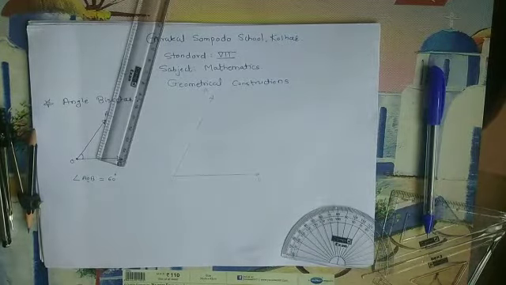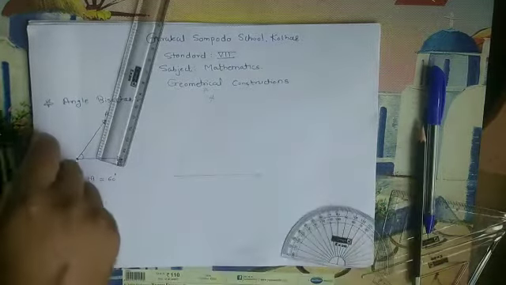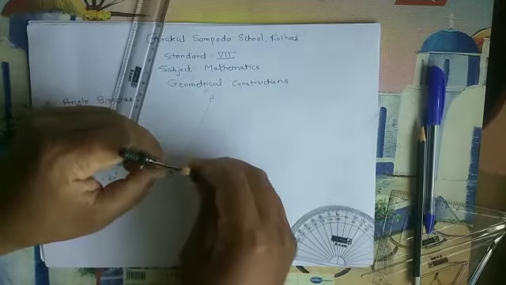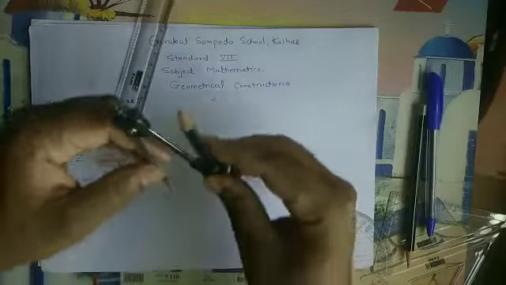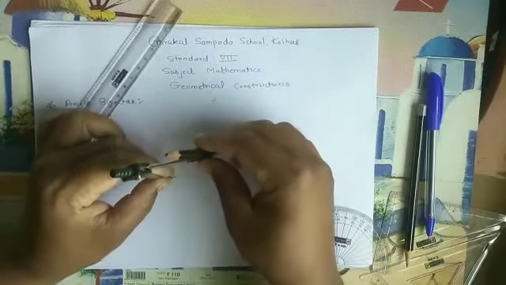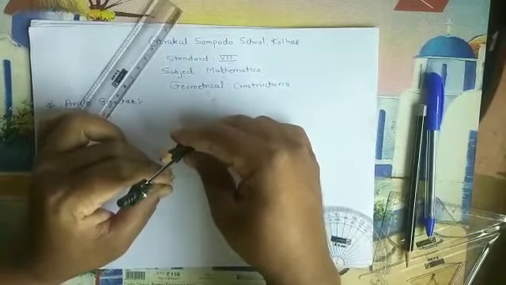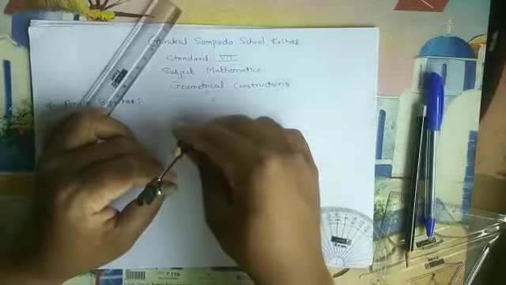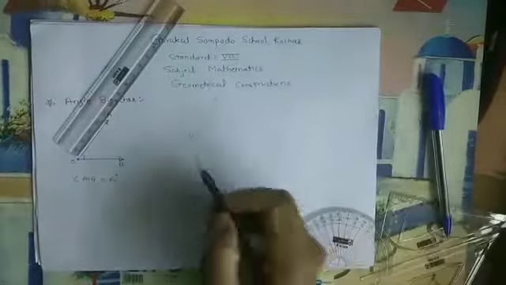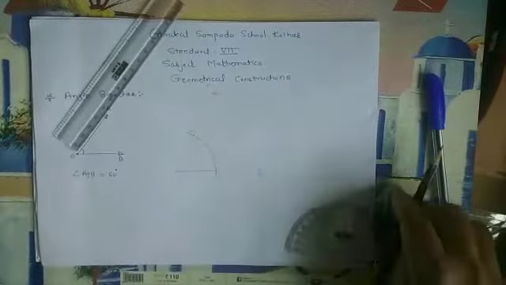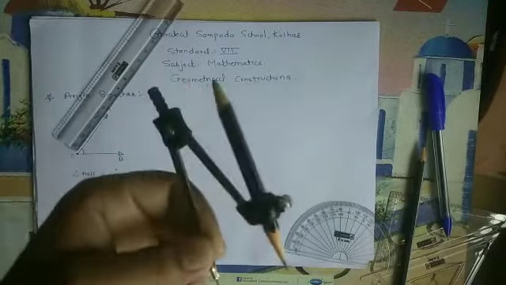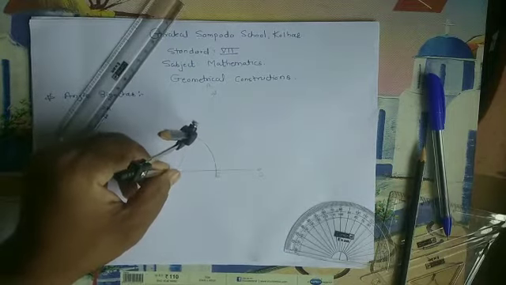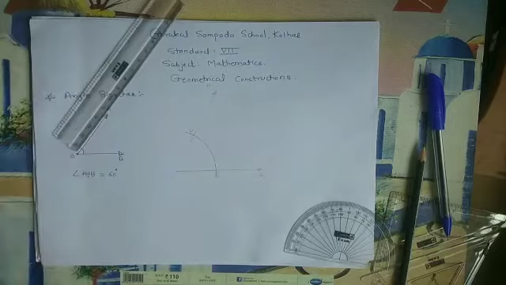Now the next step is we want to divide this angle into two equal parts. So the first step is I take this compass and keep its fixed end at the vertex O. Take a distance as a radius randomly and draw an arc which intersects both the rays OA and OB at points D and E.